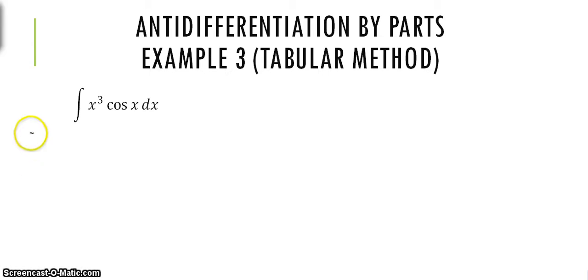So we're going to start by thinking about what u we would choose using LIPET. For this example, there are no logs. There's no inverse trig, but there is a polynomial, which is x cubed. So we would use x cubed for our u, and then dv will be everything else.